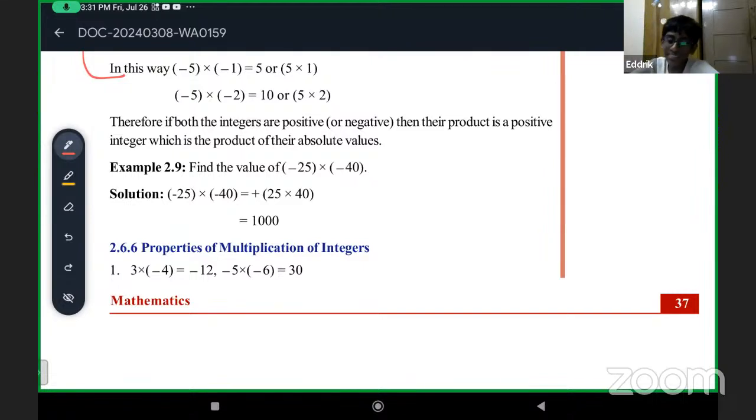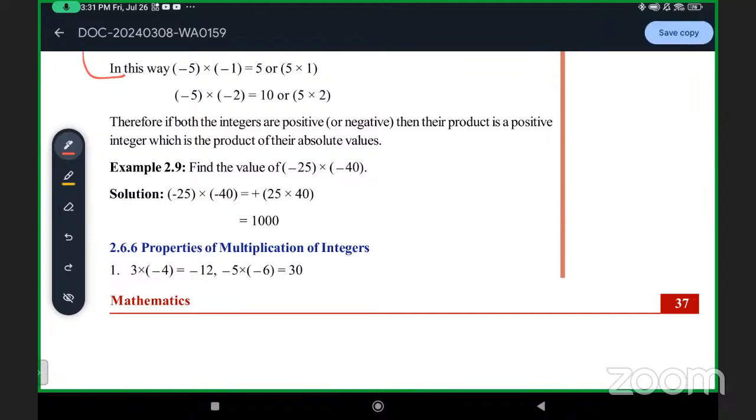So plus into plus is plus, minus into minus is plus, plus into minus is minus, minus into plus is minus. That is right, and that's what we follow in multiplication as well. Look at this one, suppose this is minus and minus. So the answer will be what? It will be positive. The answer will come in plus.